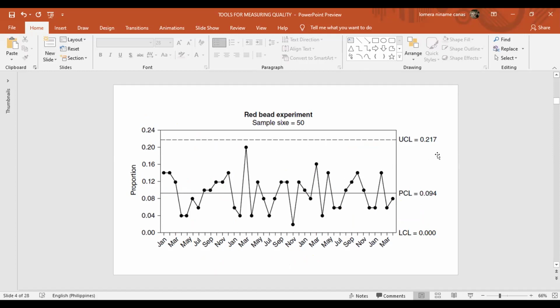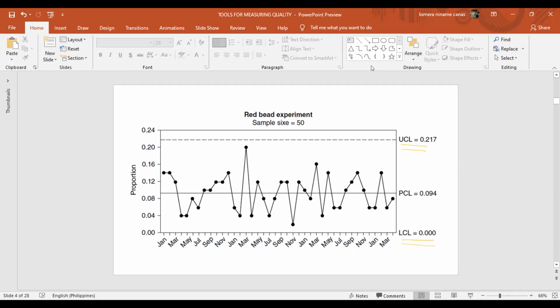As you've noticed on the figure, it was labeled with UCL, the upper control limit, and then we have the lower control limit. The UCL and LCL are not defined by the customer or by anyone, but are based on the available information that we have in the organization.